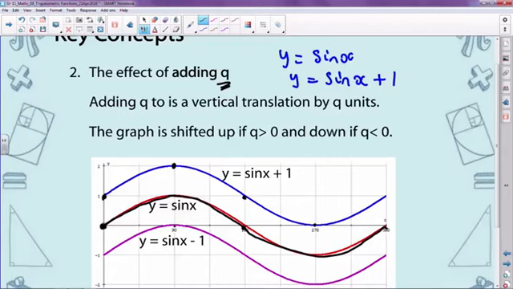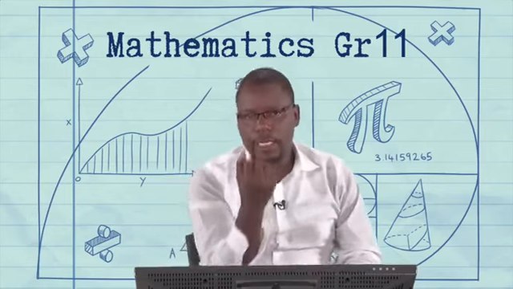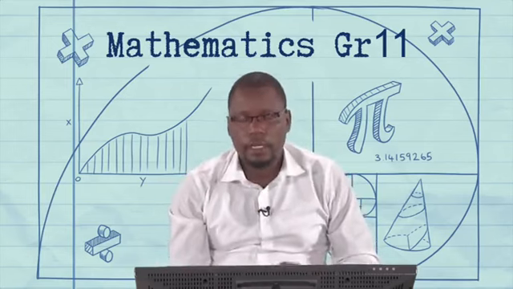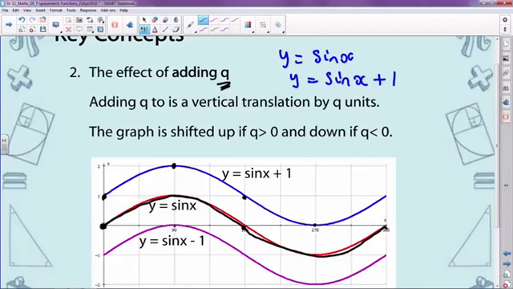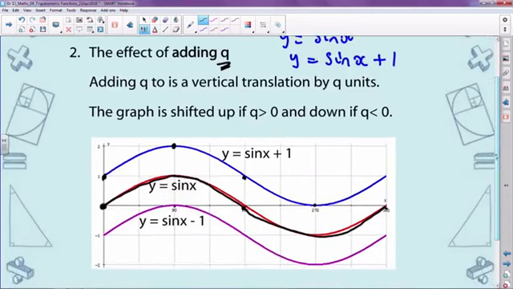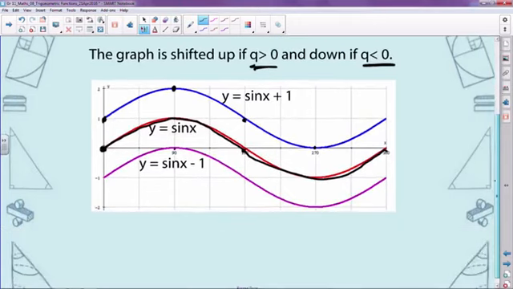And then what happens if you subtract a 1? It's the very same graph, but you are taking it down 1 unit, okay? So it's up and down. I'm adding a 2, it's going to be 2 units up, okay? I'm subtracting a 2, you're pulling it down 2 units. So the graph is shifted up if q is greater than 0, is shifted down if q is less than 0, as we can see in our example here.